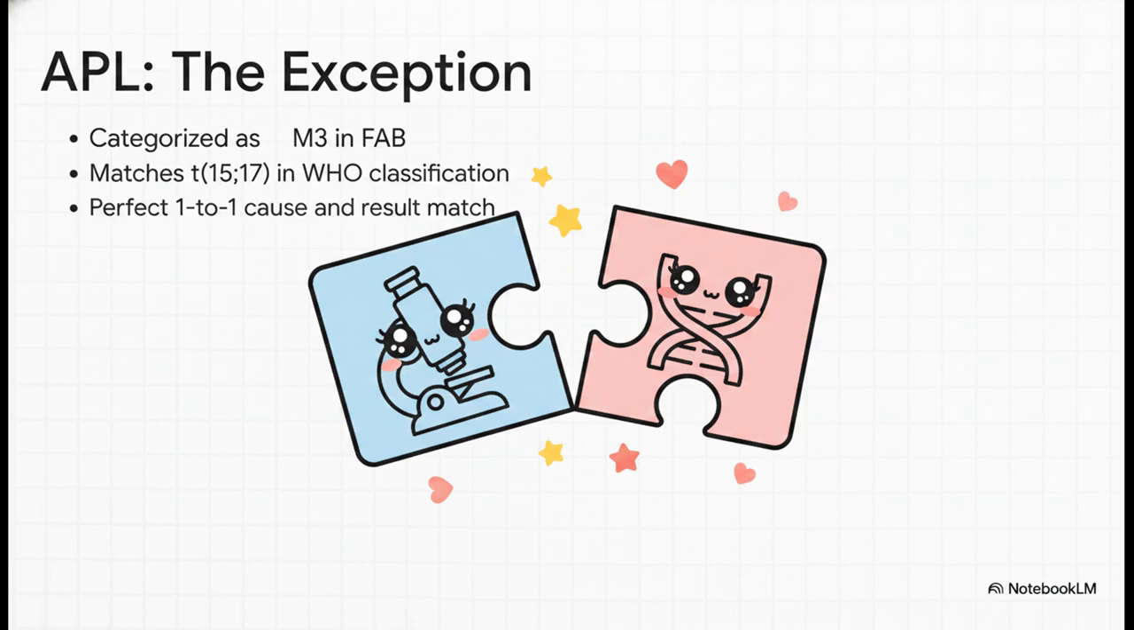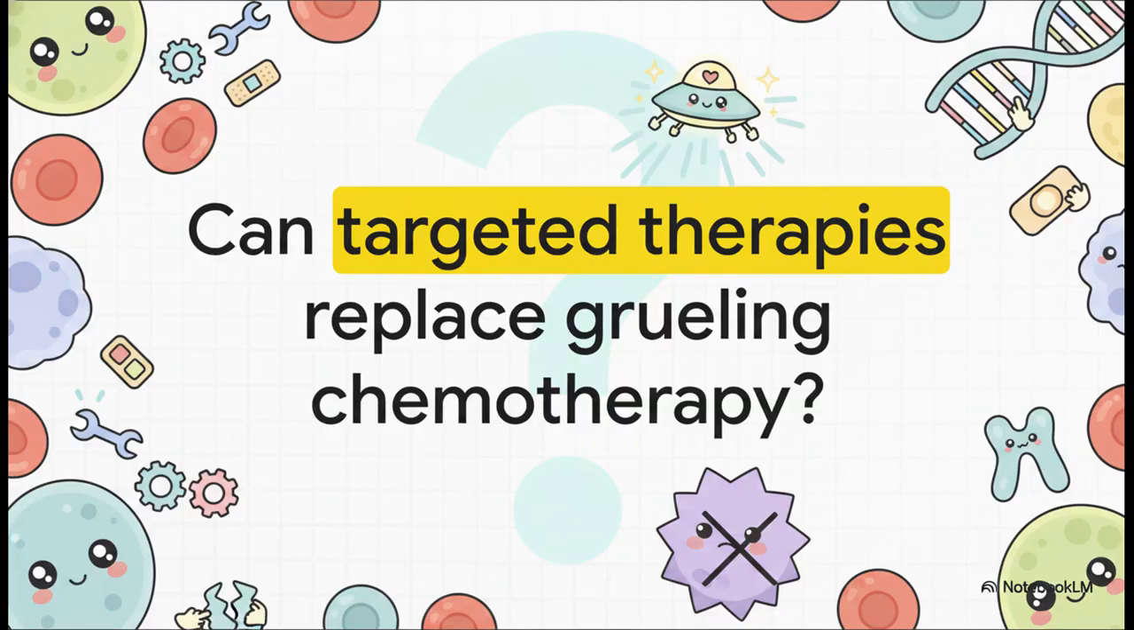Now, what's really fascinating here is a medical anomaly known as acute promyelocytic leukemia, or APL for short. Usually, a single visual appearance in the FAB system could actually be caused by several different genetic triggers, but APL is the grand exception. Under the visual FAB system, it is strictly categorized as M3, and under the genetic WHO system, it is strictly caused by one specific mutation, the T15;17 translocation. It's a perfect, distinct one-to-one match between the genetic cause and the visual result, which makes it entirely unique among all the AML types.